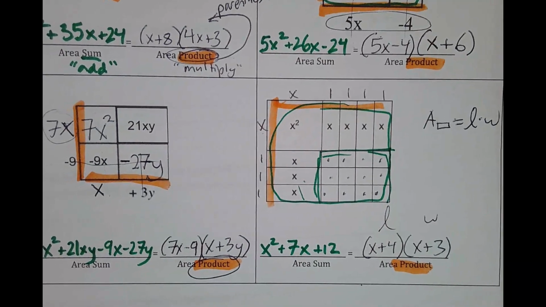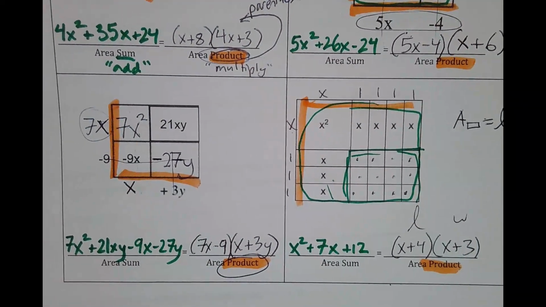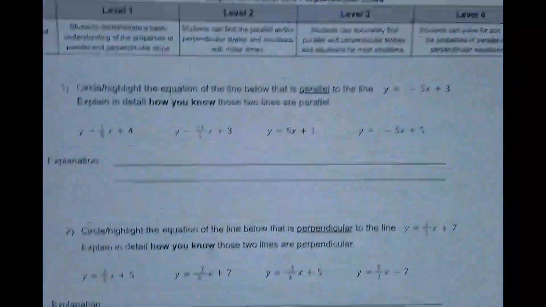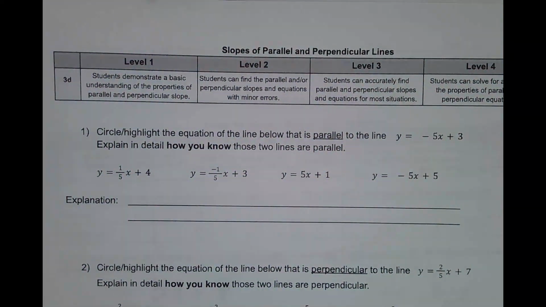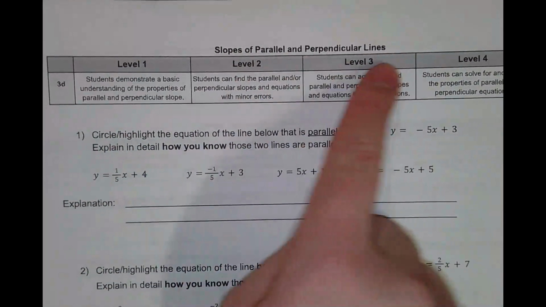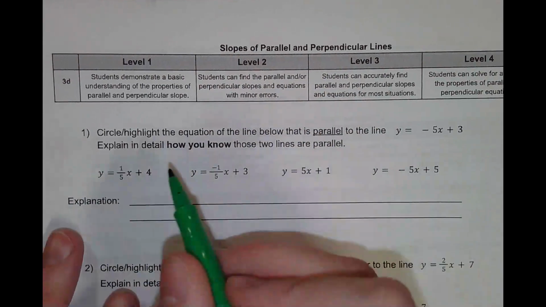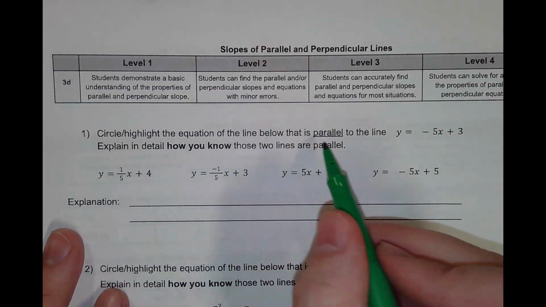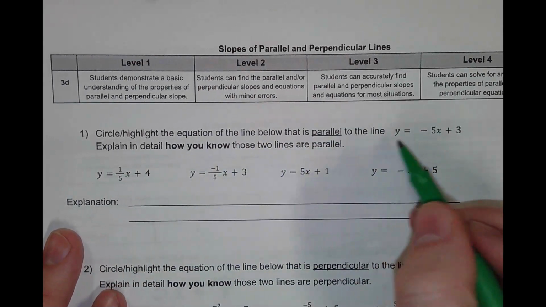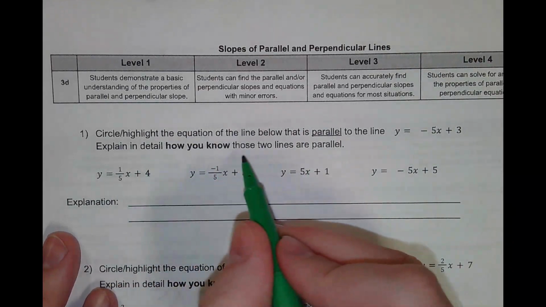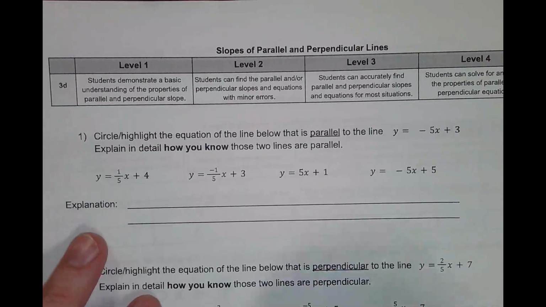All right, we're going to go ahead and move on to the last standard that I like to go over for the reassessment day. This one's going to be slopes of parallel and perpendicular lines. Slopes of parallel and perpendicular lines. So let's get right into it. This one says to circle or highlight the equation that is parallel to the line y equals negative 5x plus 3. Explain in detail how you know those two lines are parallel.